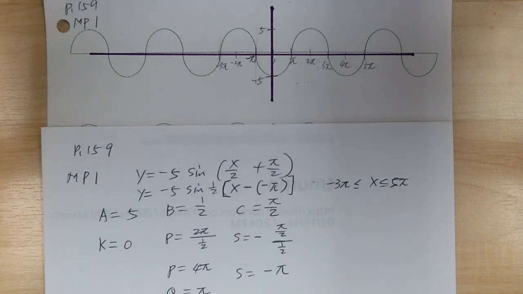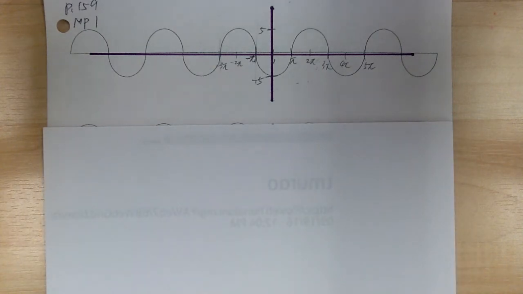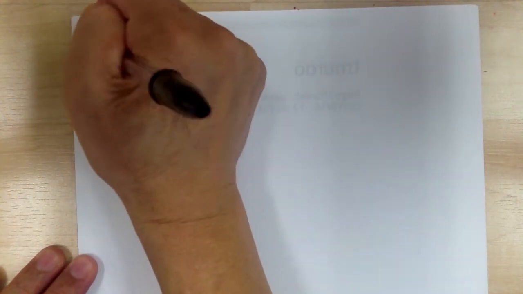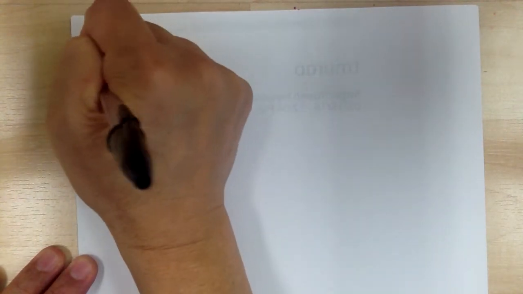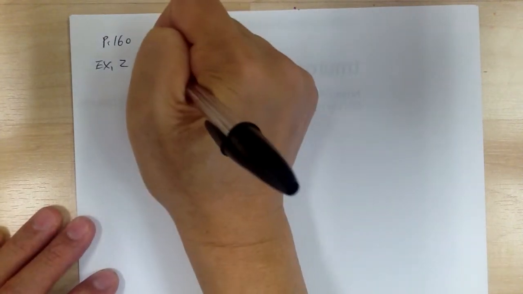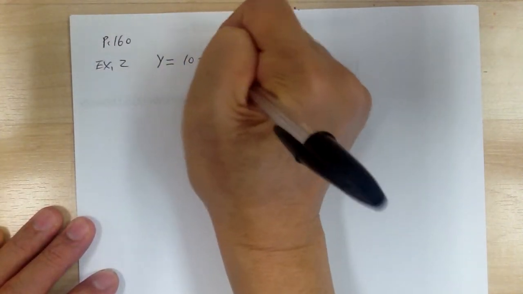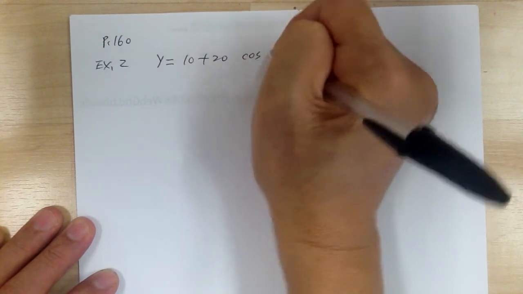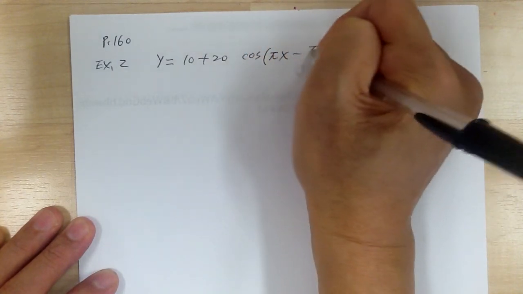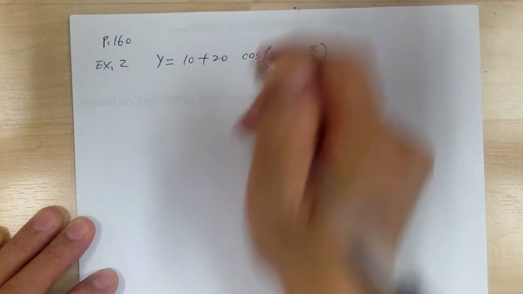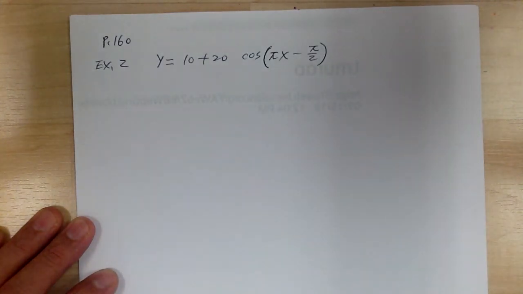Now let's go to example 2. Now example 2 has more stuff. This is the one with everything. So on page 160, example 2, you want to graph y equal to 10 plus 20 cosine of pi x minus pi over 2. Again, when things get complicated, what you need to do is relax, don't panic, just go through step by step, work it out, and you will be okay.